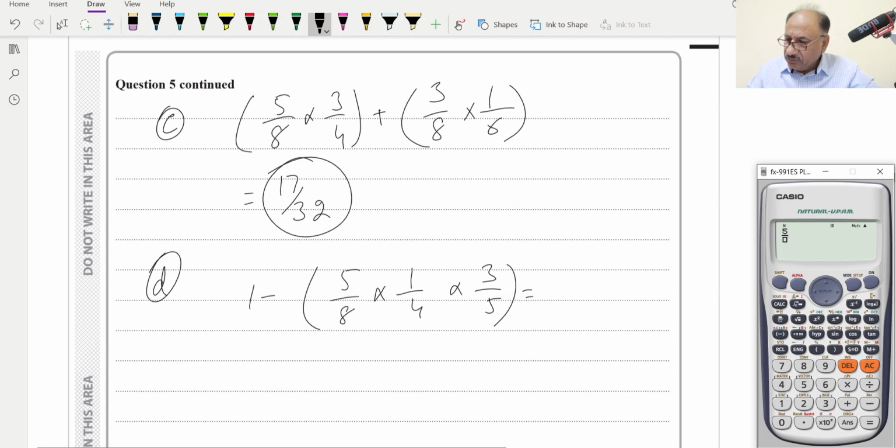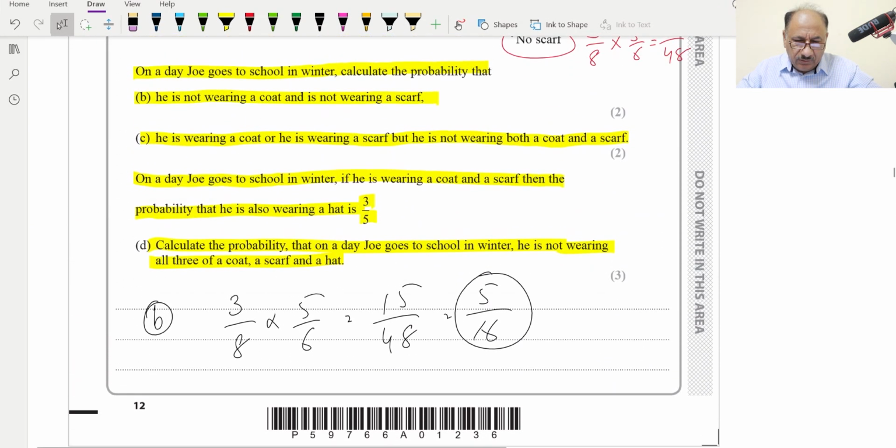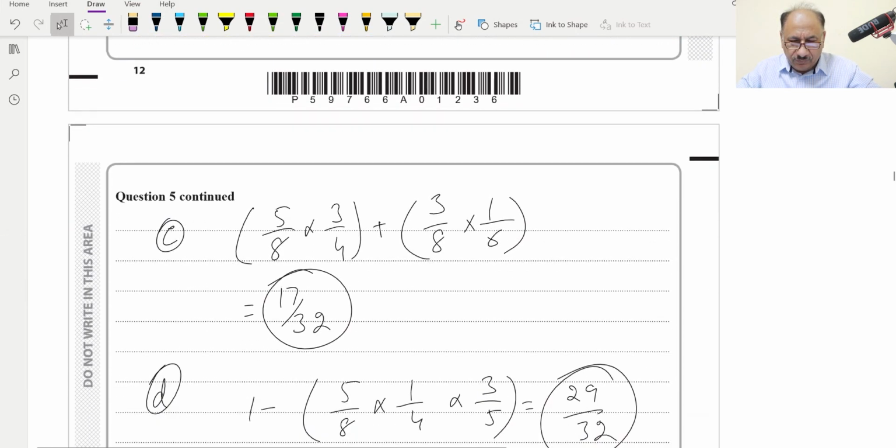5 over 8, basically we can write directly 1 minus 5 over 8, this one, and multiply by 1 over 4, and this will be multiplied by 3 over 5, and this will be closed, and this is equal to 29 over 32. 29 over 32, this will be the probability. So we have subtracted basically from 1 the probability of wearing a coat, scarf and hat. Wearing all these things we have subtracted from 1, and this is how we got the not wearing probability.